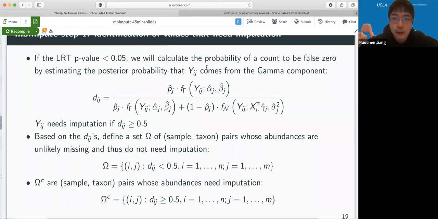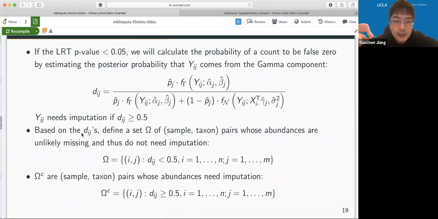If that's the case, we will calculate the probability of a count being a false zero by estimating this probability. You can see this is the ratio of the likelihood of the gamma distribution, the PDF of the gamma distribution, divided by the sum of the estimated total. This is the gamma distribution, this is the normal distribution. So you can see it as a ratio of the probability densities. And if Dij is greater than 0.5, we will say that Yij needs imputation. And if Dij is less than 0.5, we will say Yij does not need imputation.